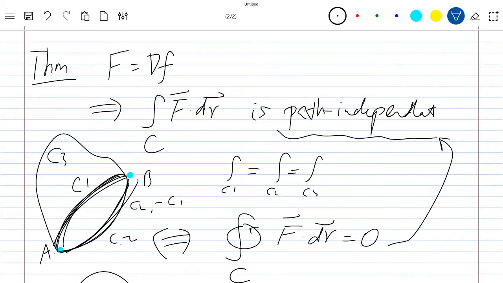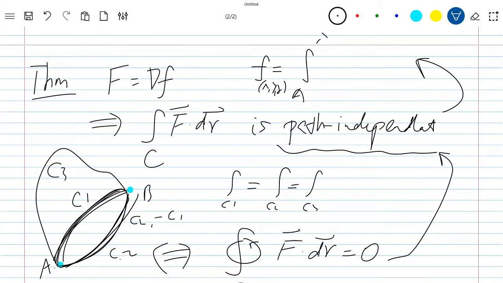And this also implies that, because if the integral is path independent, then we can recover this f by choosing any fixed starting point, let's say A, then any other point, call it (x, y, z), then you just integrate this f along any curve starting from A to the given point.